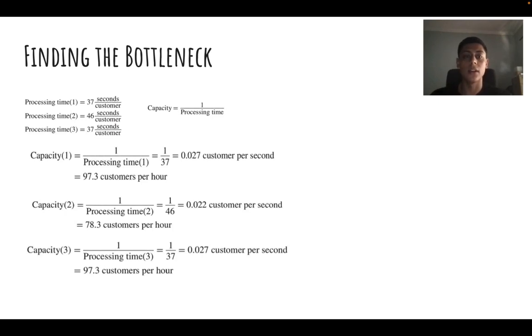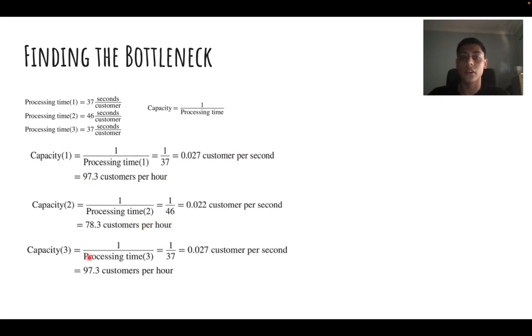So let's take the first employee's time spent, 37 seconds per customer, and plug that into the formula. So take the 1 for a singular customer, divide that by 37 seconds spent per customer, and we get 0.027. That means that process 1 has a capacity of serving 0.027 customers per second. You take that and calculate it hourly, and that's a total of 97.3 customers per hour.